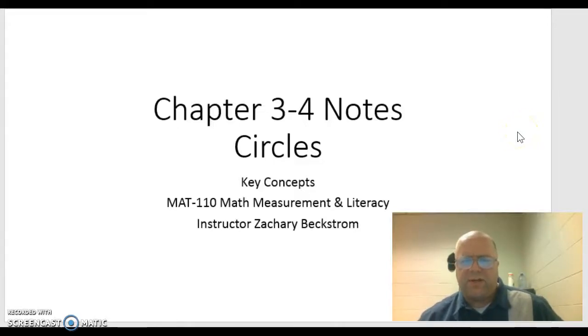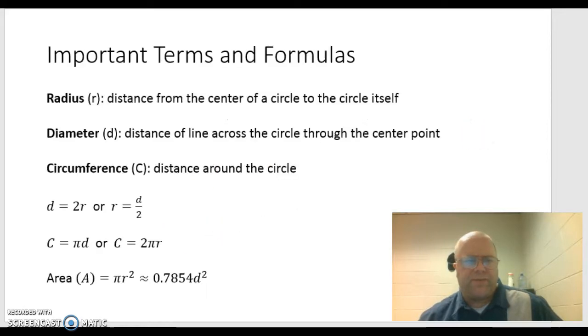Today we're going to be talking about Chapter 3, Section 4, circles, and we'll also be looking at rings, areas, and other important features of them. So let's make sure that we talk about important terms and formulas.